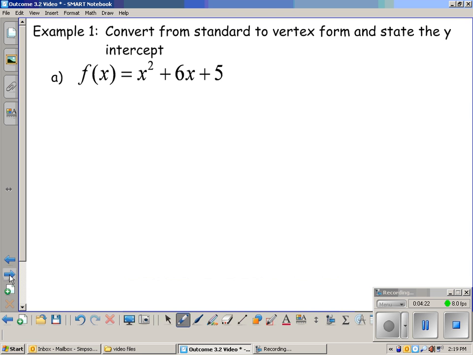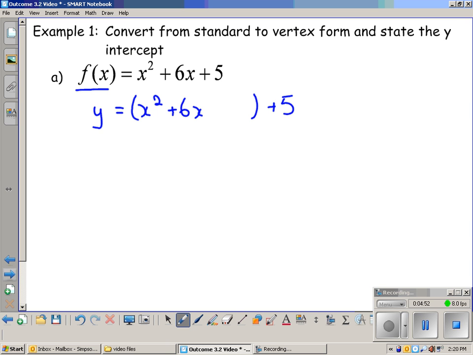We're going to convert from standard form into vertex form and state our y-intercept. So let's get into vertex form. f of x is the same thing as y, so I can rewrite this as y equals. Again, we want to include our x squared term and our x term inside of the brackets and leave our constant term outside.